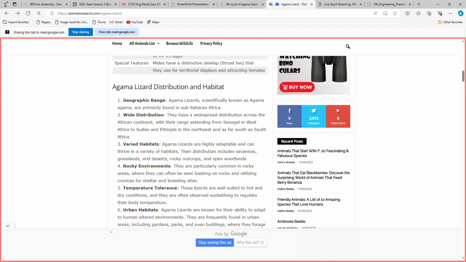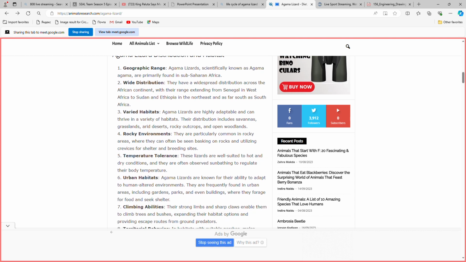And also we have the urban habitat. The urban habitat. So those types of lizard are known for their ability to adapt to human altered environment. Those are the ones that we see most of the time around our homes, and they are frequently found in the urban areas, including garden parks and even buildings where they forage for food and seek shelter. You understand? So you see them on top of your roof, your ceiling, at the back of your house. You see them there, and they are known for that.